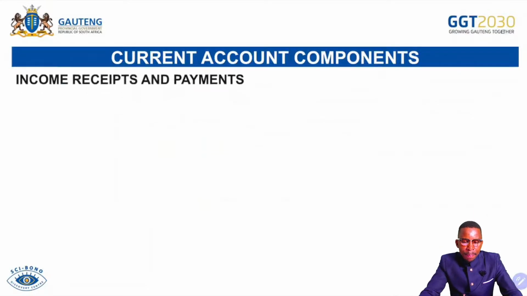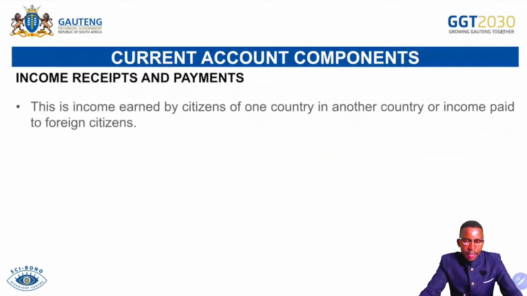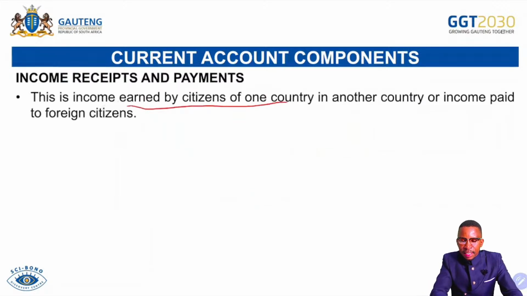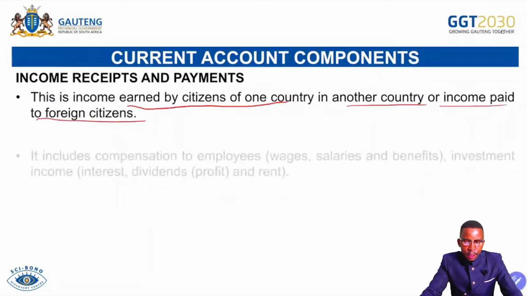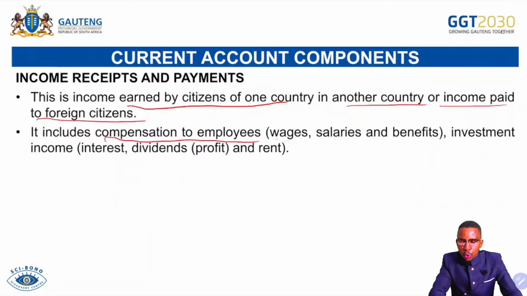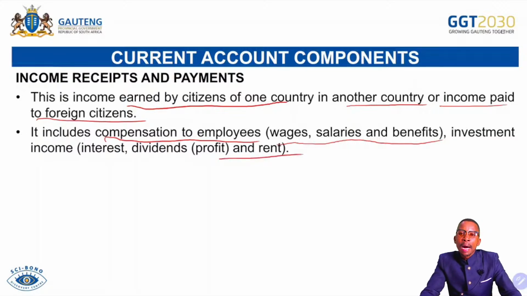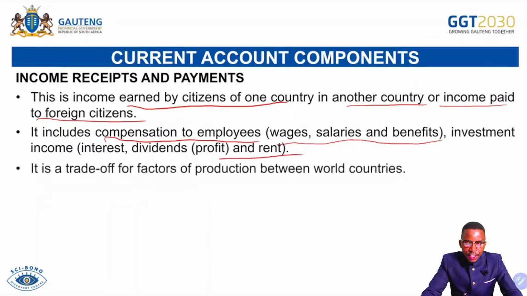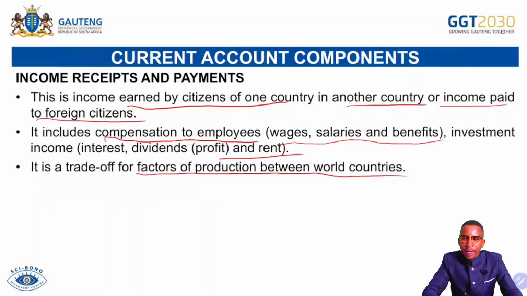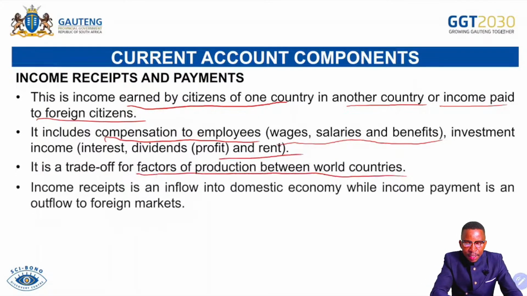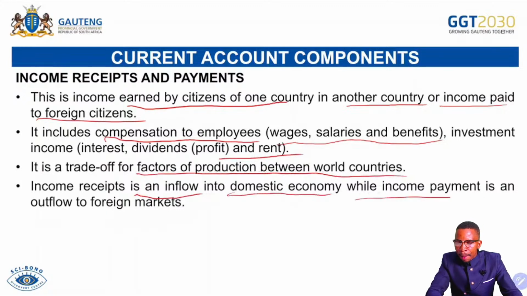Then we continue with income payments and income receipts. We check the income earned by citizens of one country in another country, or income paid to foreign citizens. So it includes compensation for employees, which includes wages and salaries and benefits, investment income, interest, dividends, or profits, as well as rent. So this is the income earned by factors of production for South Africa abroad, or earned by foreign countries' factors of production in South Africa. It is a trade-off for factors of production between countries, like I've just mentioned. Income receipts is an inflow into the domestic economy, while income payments is an outflow.